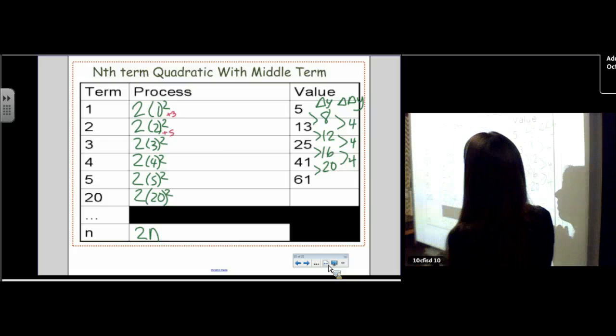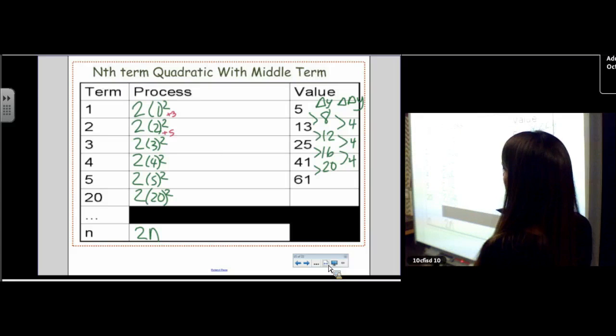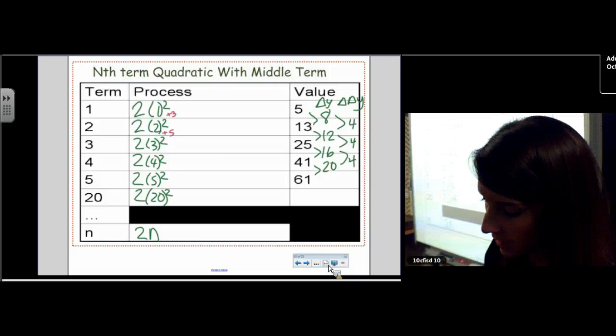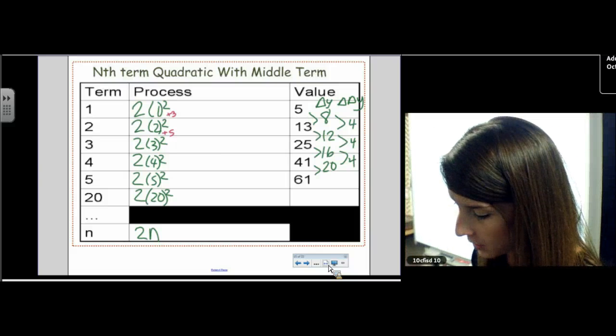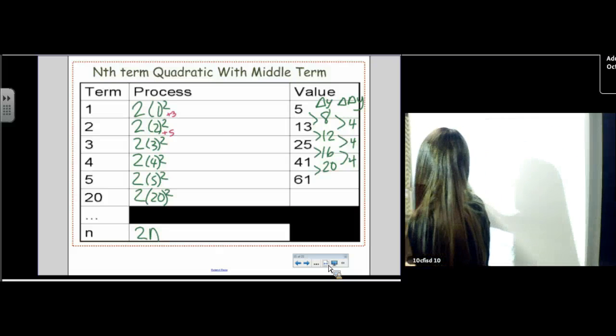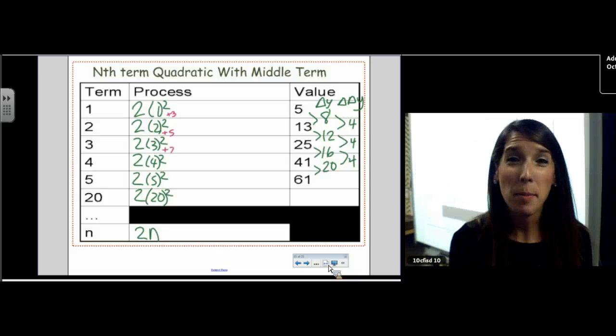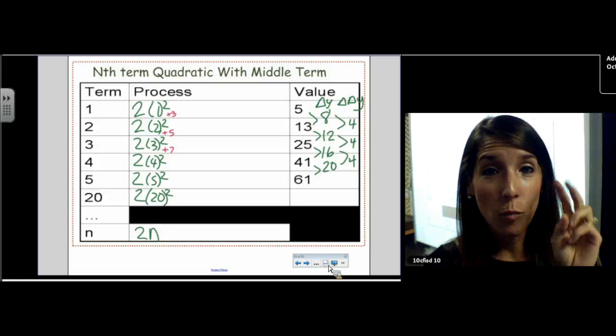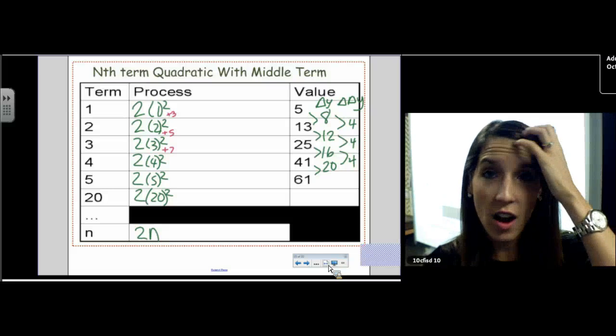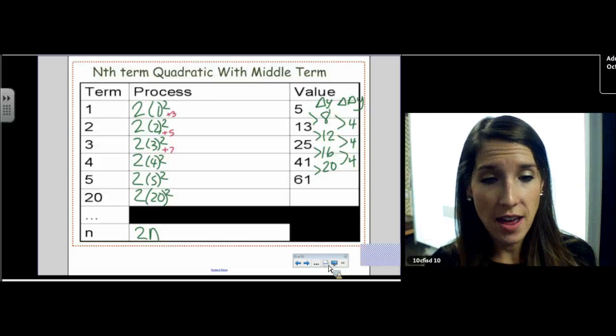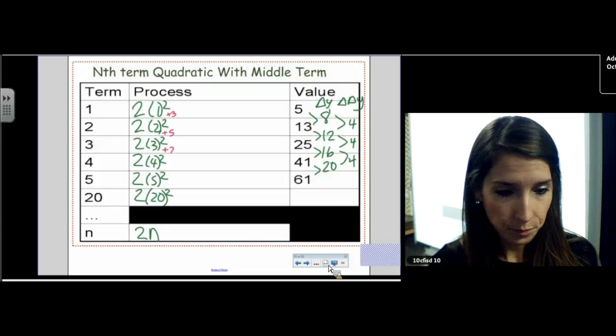Plus 5. 3 squared is 9. 9 times 2 is 18. How do you make 18 look like 25? Plus 7. You see what's happening? What's supposed to be constant is not constant. It's changing. Yesterday, that number was the same every time.